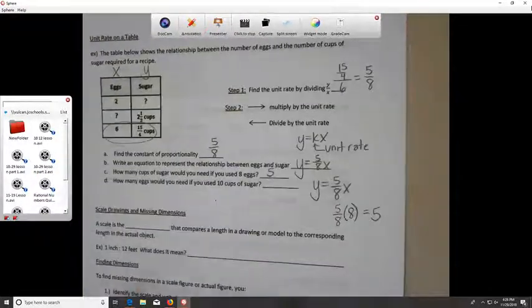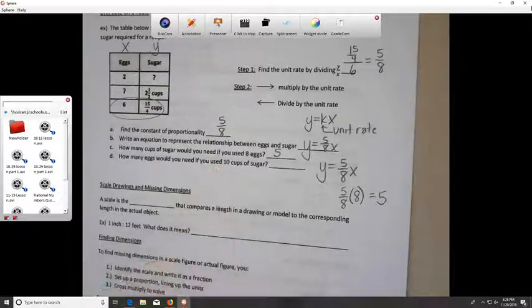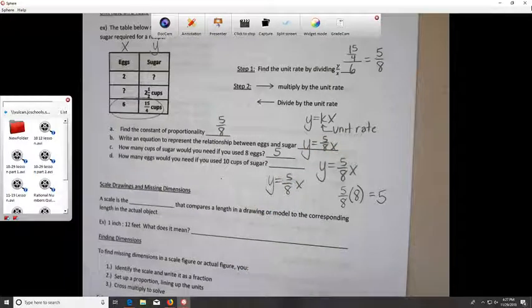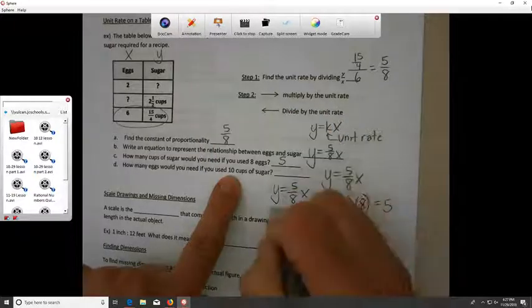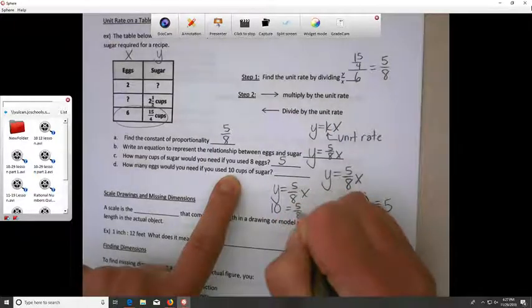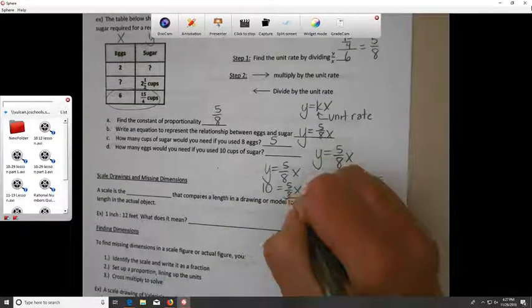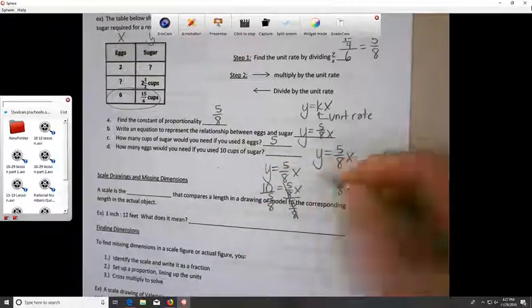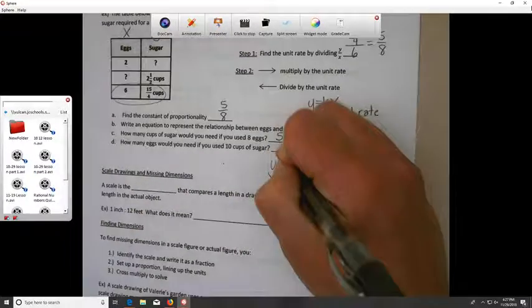All right, then the last question says, how many eggs would you need if you used 10 cups of sugar? So again, if you use your equation, y equals 5/8x, the sugar is y. So I'm going to put 10 for y. And now to solve this equation for x, we need to divide both sides by 5/8. So our 5/8 are going to cancel out, and I'm just going to take my calculator and do 10 divided by 5/8. And that's going to come out to 16.